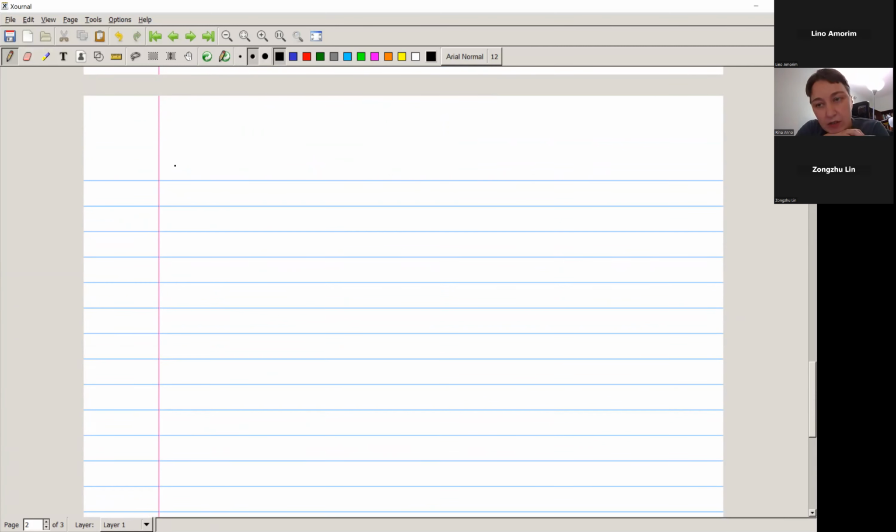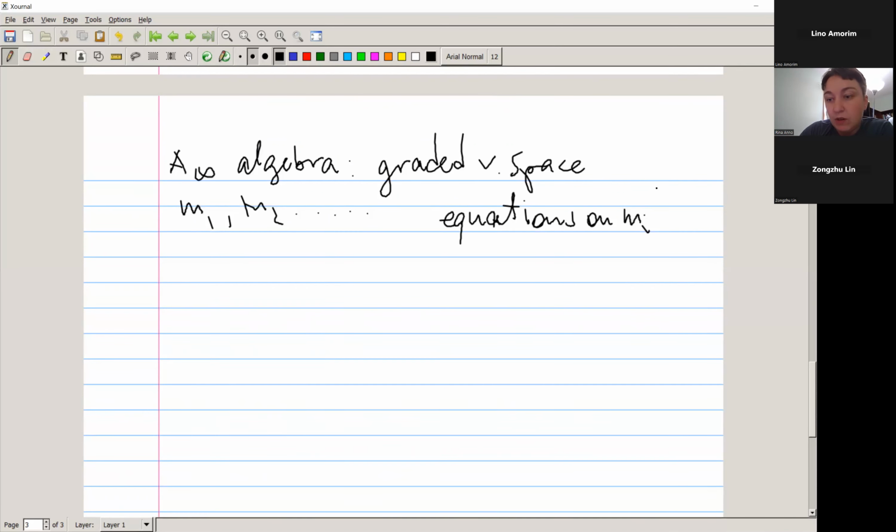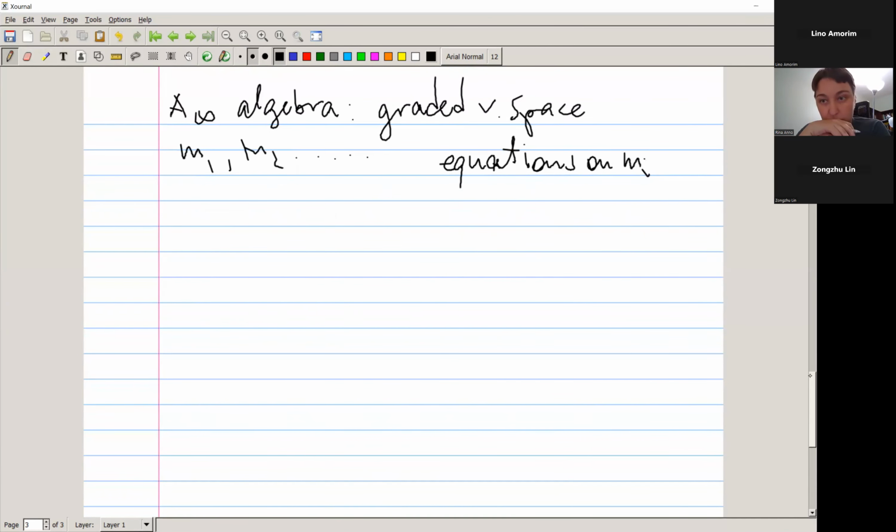So classically A infinity structures have been defined on vector spaces. Then an A infinity algebra is a graded vector space with operations of various degrees and satisfying some relations. And in particular the operation M1 makes your vector space into a differential complex.